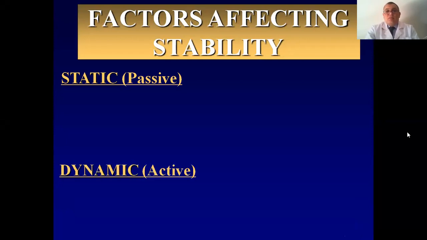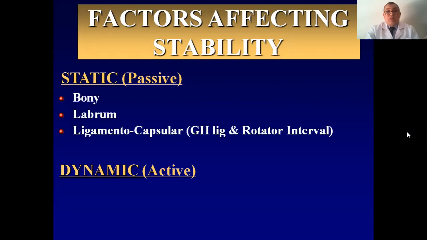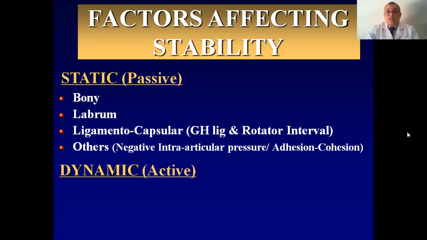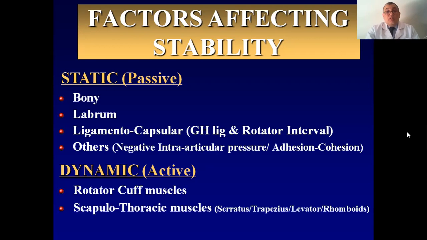The static factors may be divided into bony factors, the labrum, ligamentocapsular structures such as the glenohumeral ligament and the rotator interval, other factors including negative intra-articular pressure and adhesion cohesion. The dynamic factors may be divided into rotator cuff muscle action, the scapulothoracic muscle action such as the serratus, trapezius, levator, and rhomboids, as well as the biceps tendon.